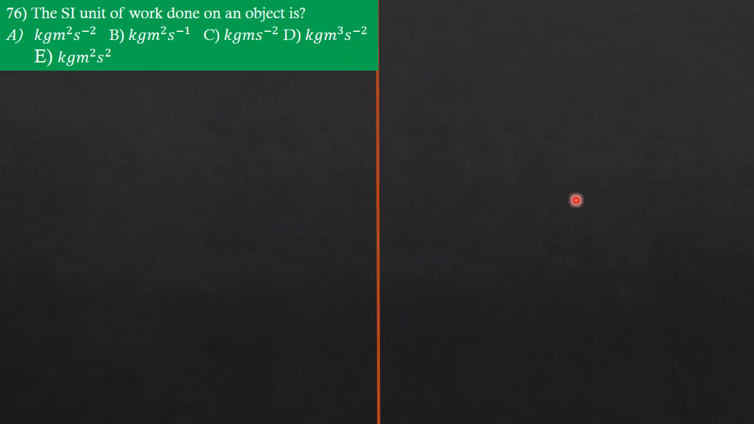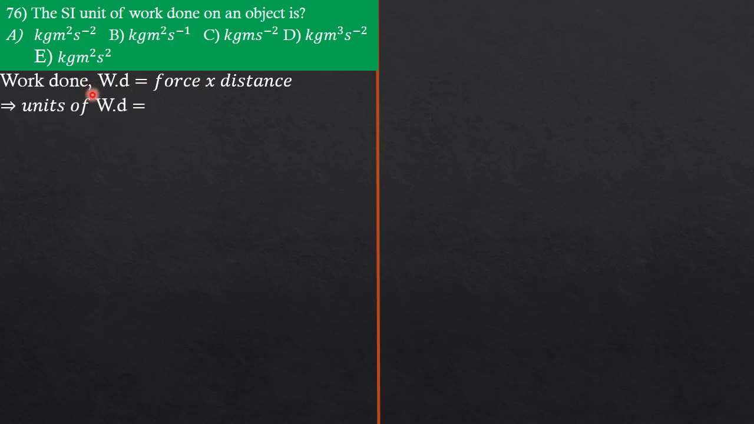Great friends, all right. The question 76 is saying that the SI unit of work done on an object is, these are the options they've given us. So guys, we should recall that work done is simply given as a product of the force times the distance. They want us to get the base unit of work done. Now guys, therefore means that the unit of work done, that is WD, has to be equal to the unit of force, which is the Newton, times the unit of distance, which is simply meters.